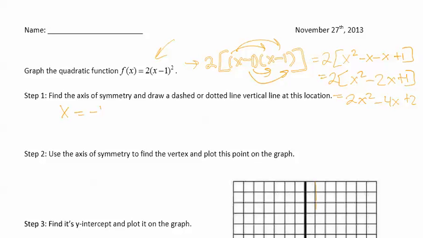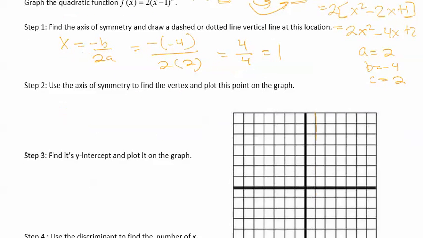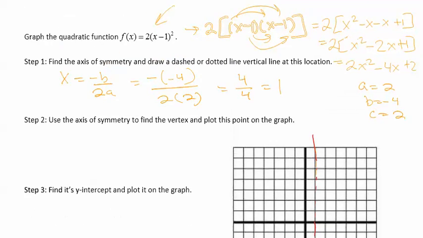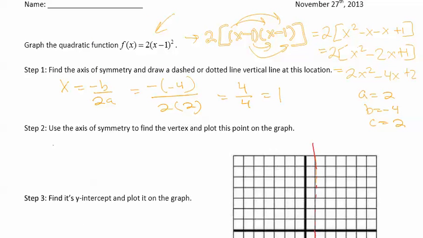So x is equal to negative b over 2 times a. Now we can go ahead and identify our coefficients. a is 2, b is negative 4, and c is 2 also. So negative negative 4 divided by 2 times 2 will give me a positive 4 divided by 4, which is 1. Okay, so our axis of symmetry is 1. Let's go ahead and graph that. At least this one's a nice whole number, so we don't have to do too much interpreting in order to find it.